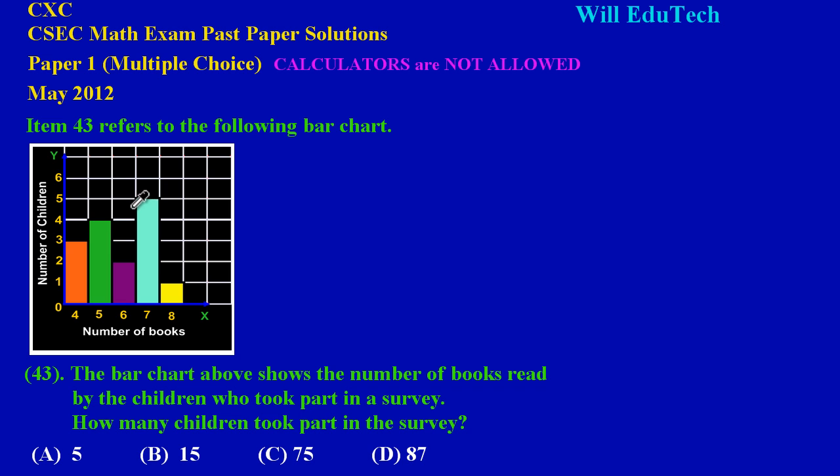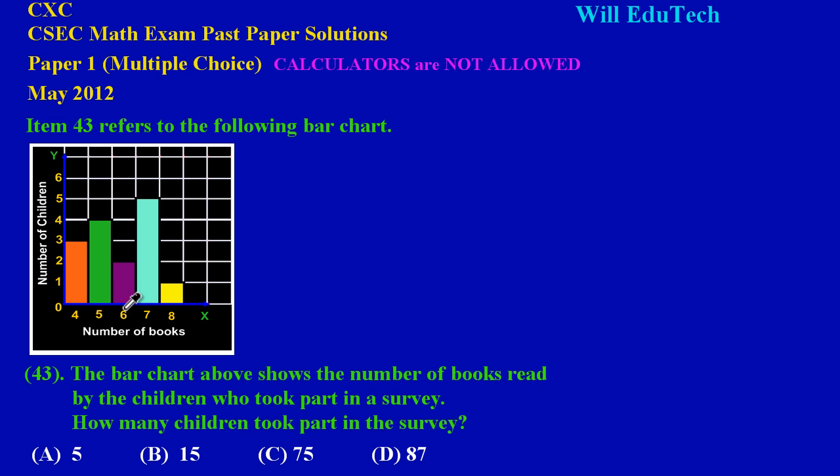Now in this video, we'll be looking at the solutions to questions 43 and 44 on the May 2012 CSEC Math Exam past paper, the multiple choice paper. Here it states, item 43 refers to the following bar chart. Here we have our bar chart. Question 43 states that the bar chart above shows the number of books read by the children who took part in a survey. How many children took part in the survey?